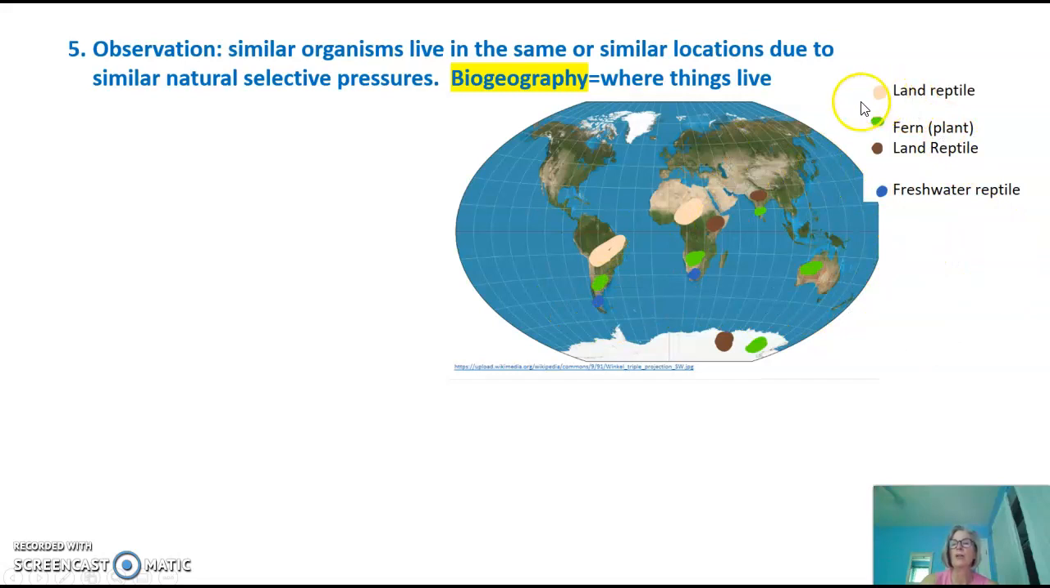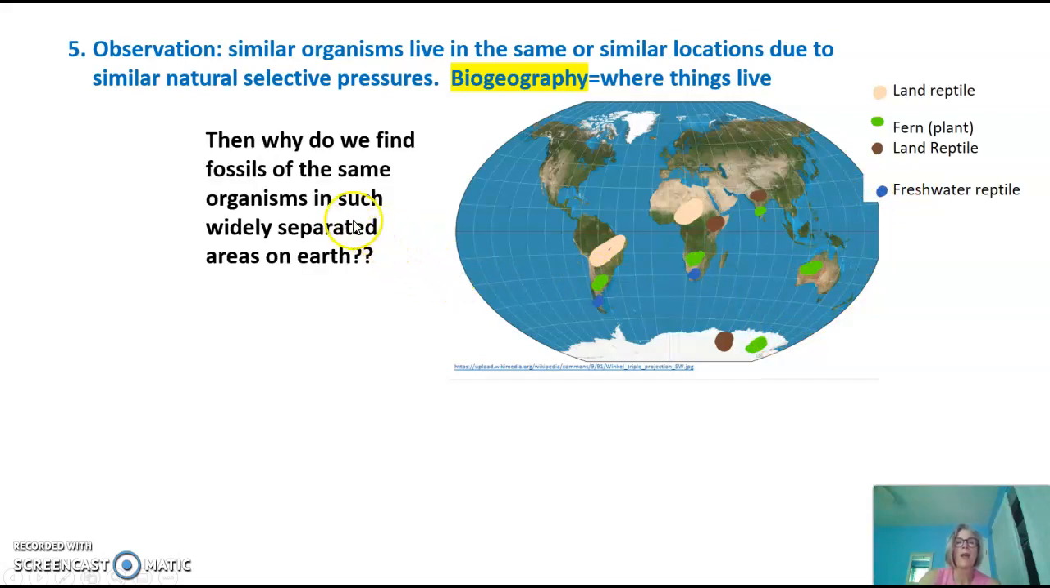So in this peach color, I have markings of where we find a certain land reptile. And in the green is where we find a specific type of fern. And then this blue is where we would find a freshwater reptile. So why do we find fossils of the same or very similar organisms in such widely separated places around the Earth if they should live in similar locations due to similar natural selective pressures?